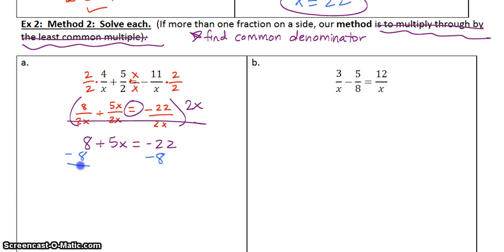Subtract 8 from both sides. I get 5x equals negative 30. Divide by 5 and x equals negative 6. Again, we're going to check it.